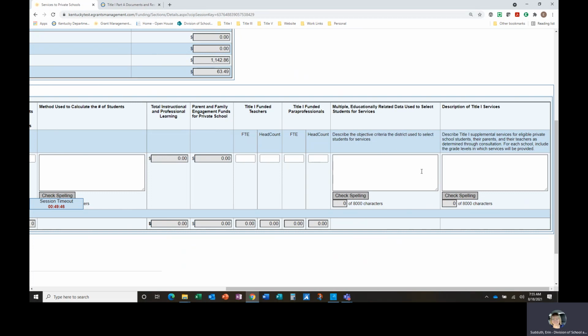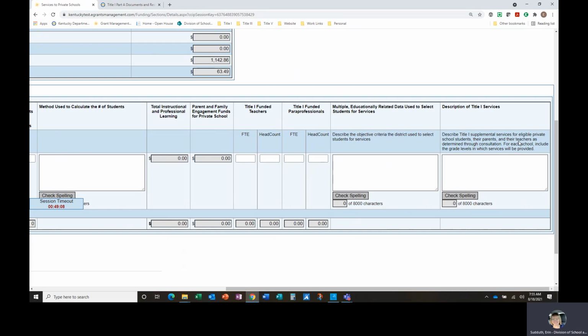In this space, identify and describe the multiple, meaning more than one, educationally related objective criteria used to select the most at-risk students for services. One method of selection listed here is not sufficient, and your application will be returned to you. Again, the number of low-income students determines the amount of funding that will be used to provide equitable services to private schools, while the multiple educationally related criteria listed here are used to identify specific students who will receive Title I services.